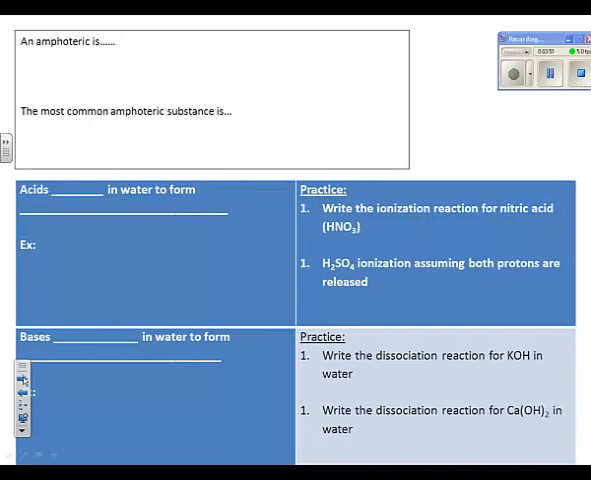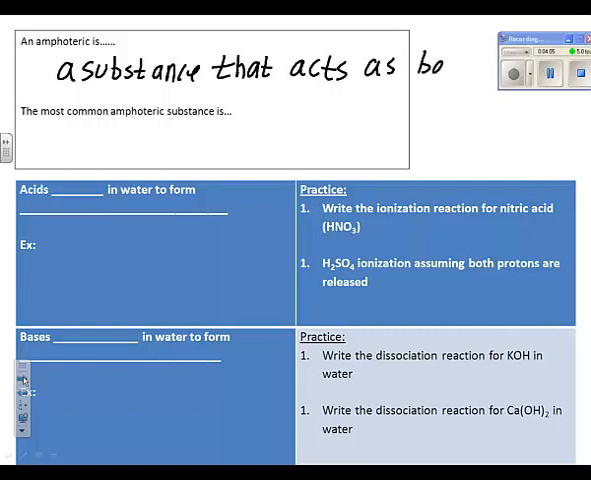Here we go. Amphoteric. This is a vocabulary word you need to know. Amphoteric, this is kind of long, is a substance that acts as both an acid and a base. So it can go either way. It can donate a proton, it can accept a proton. It can ionize or it can dissociate.